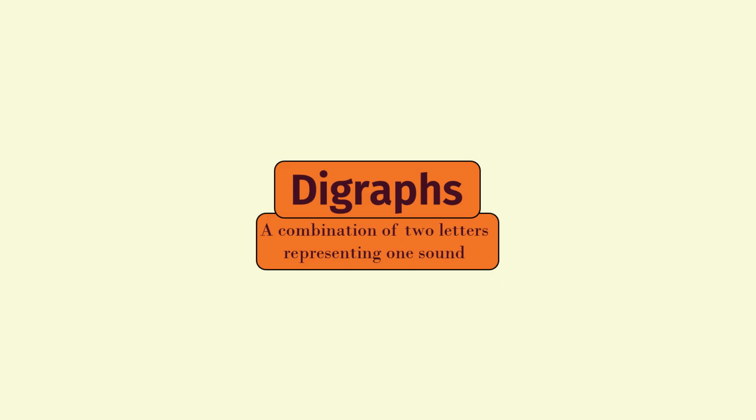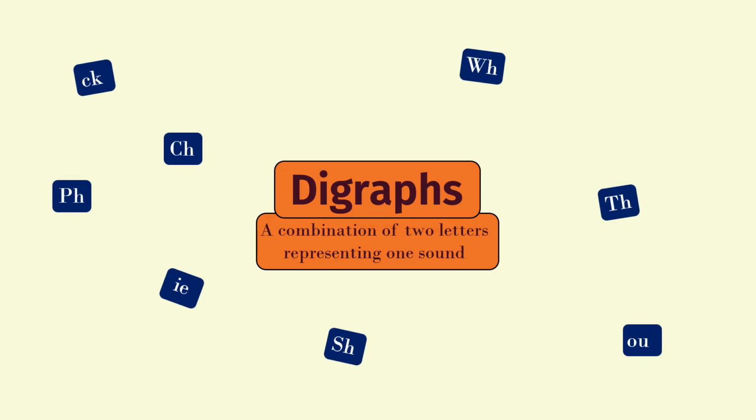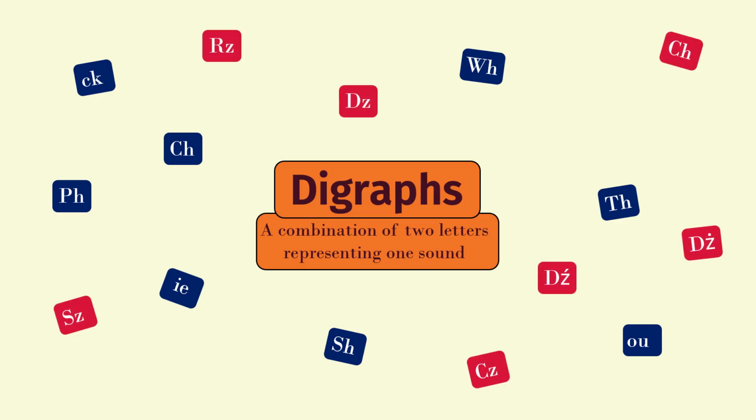Now, quite a few of you probably don't know what I'm talking about when I say digraph. The simple answer is that a digraph is a combination of 2 letters that represent one sound. The English language has quite a few of those, and they all make a variety of sounds. The Polish language also has digraphs, and here are some examples. These are the digraphs that I'll be going over in this video.